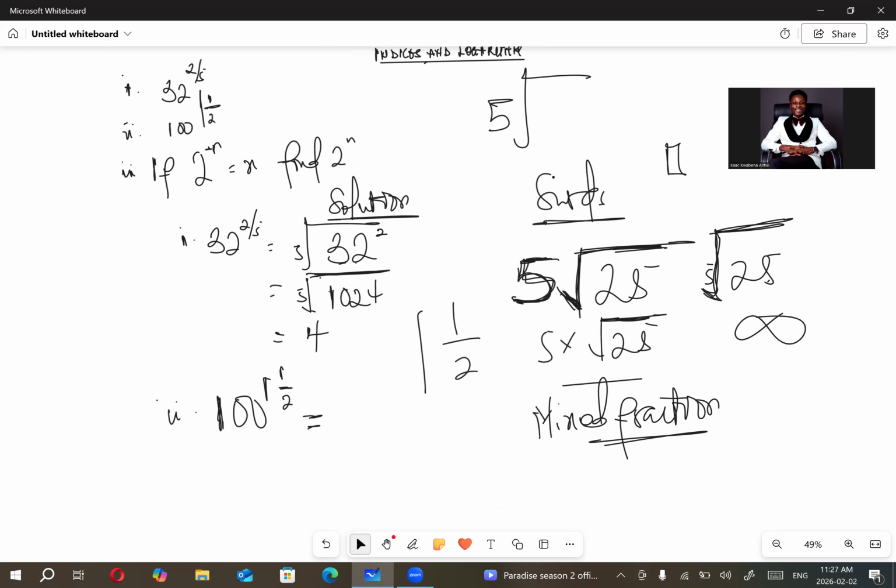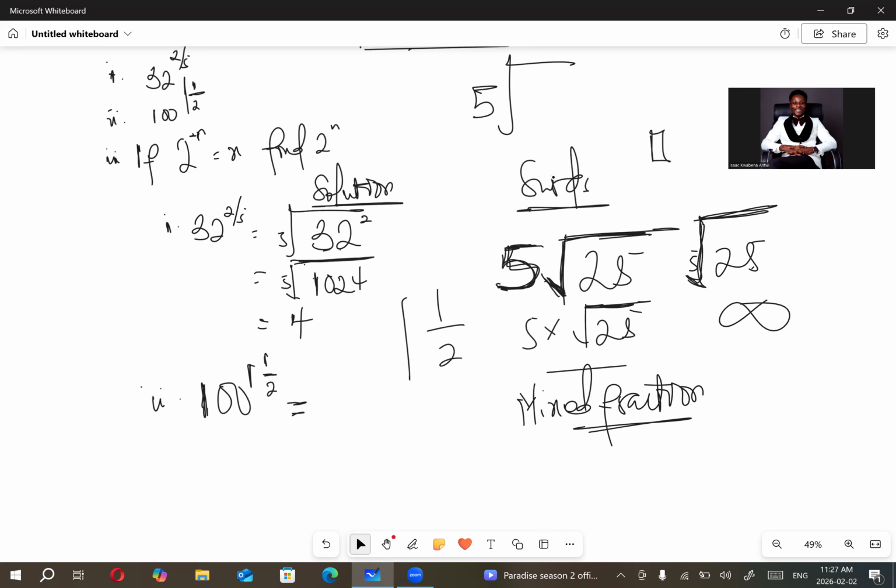You don't punch this on a calculator by pressing 1 first. I think many of you were pressing 1, then after you press 1, over 2. No. If you do it like this, the calculator assumes it as 1 times 1 over 2. It's different. The answer for this is different from one whole number, 1 over 2.